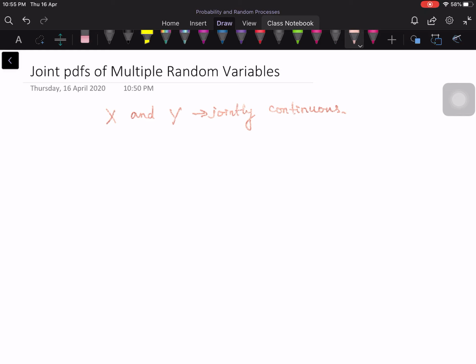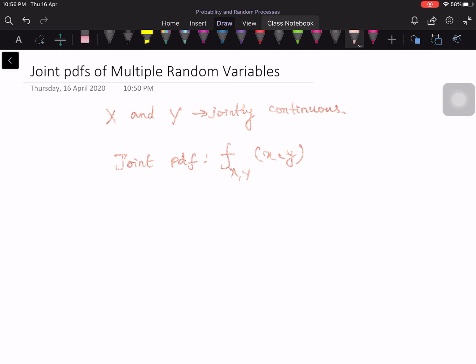Let's see what this means. The definition is similar to the definition we had for a single random variable. The joint PDF is denoted by f sub X comma Y, with two parameters x and y. This is the joint PDF. The definition is similar to what we had for a single random variable. In this formula I have taken two variables x and y.